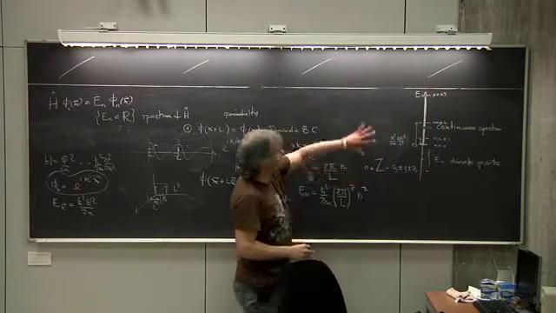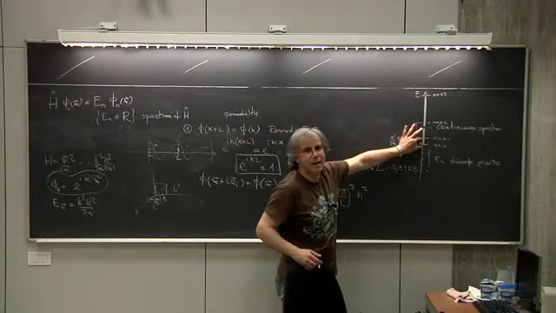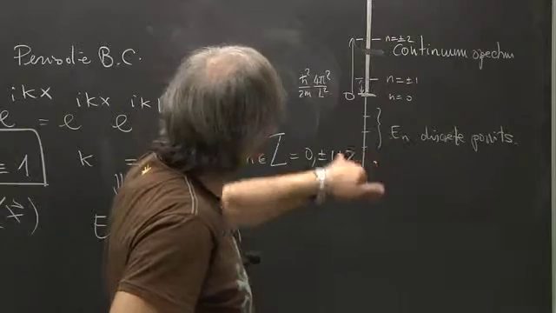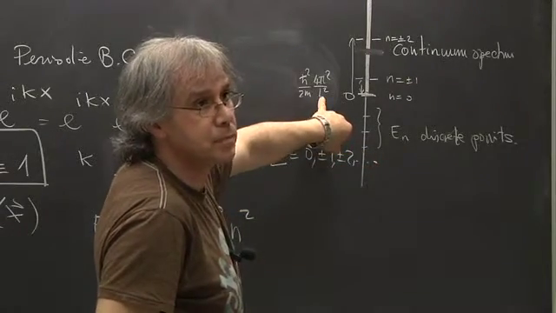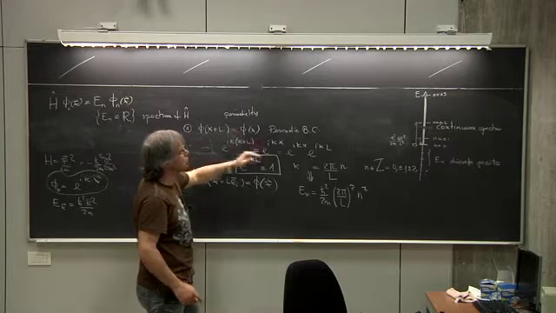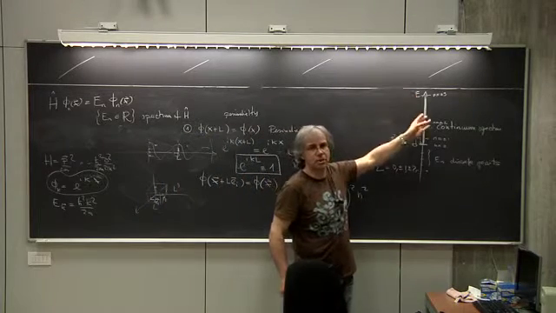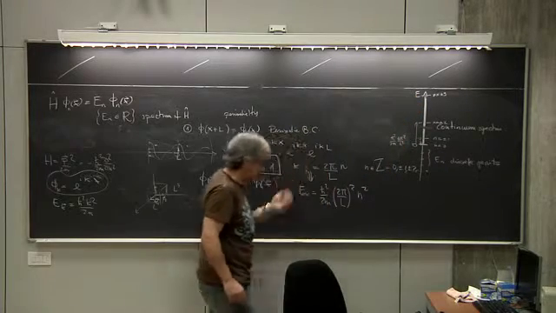It seems like the spacing is increasing. Yes, it is increasing. But the basic unit can be made small as you wish by sending L to a very large number. In any case, the effect of the periodic boundary condition is to discretize the spectrum. Rather than being a continuous object, it's a discrete thing.